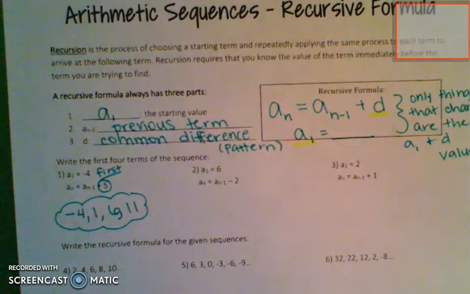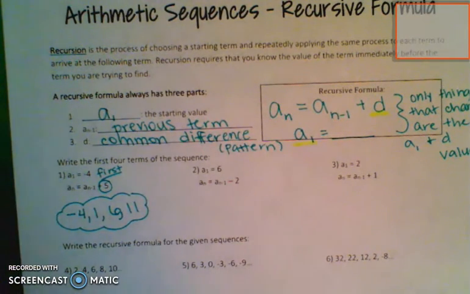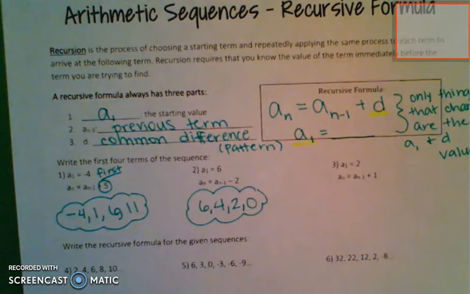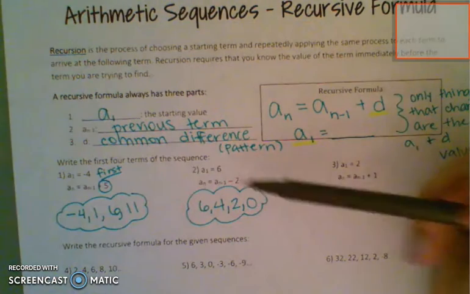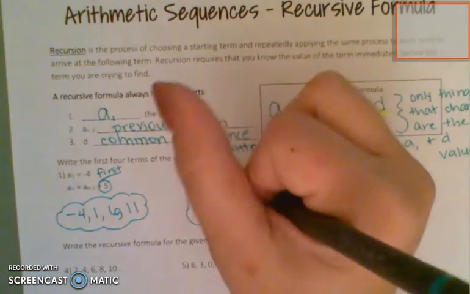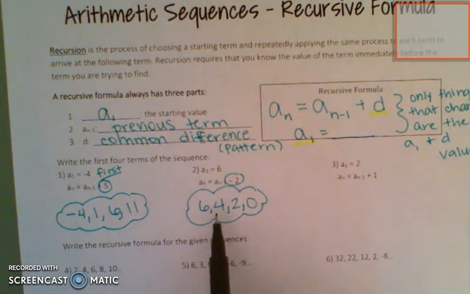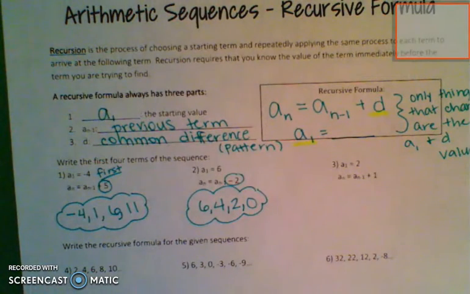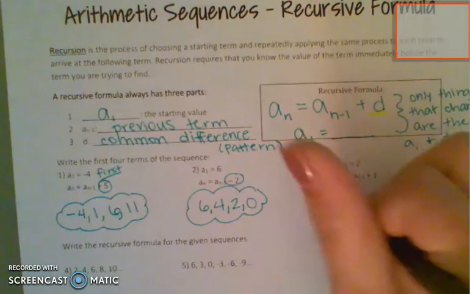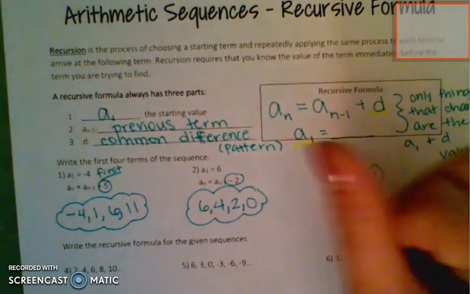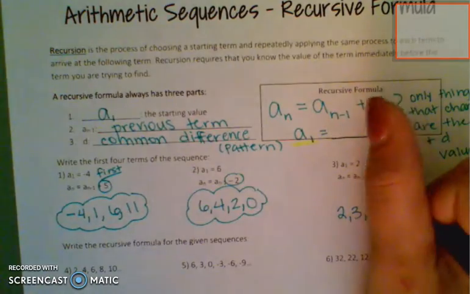Go ahead and pause this video and see if you can do number 2. Okay, number 2, you start with 6. The pattern right here is to subtract 2 every time. So 6 minus 2 is 4. 4 minus 2 is 2. 2 minus 2 is 0. Go ahead and do number 3 as well. Okay, so I'm starting at 2 and I'm adding 1 each time. So 3, 4, 5.